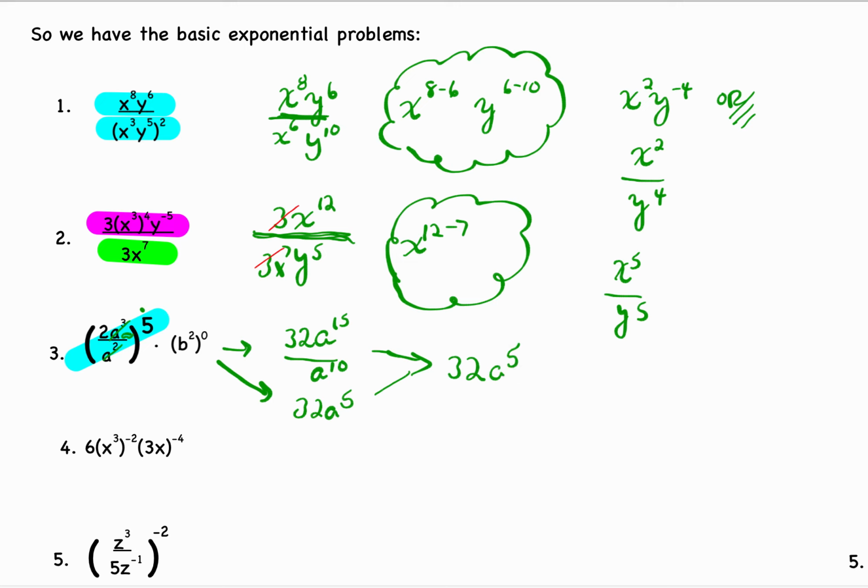Well, I'm not done yet, because they wanted me to multiply that by b squared raised to the 0 power, which we love because anything to the 0 power is 1. So regardless of what was in these parentheses, I'm going to raise it to the 0 power and get 1, so that means this is my final answer.